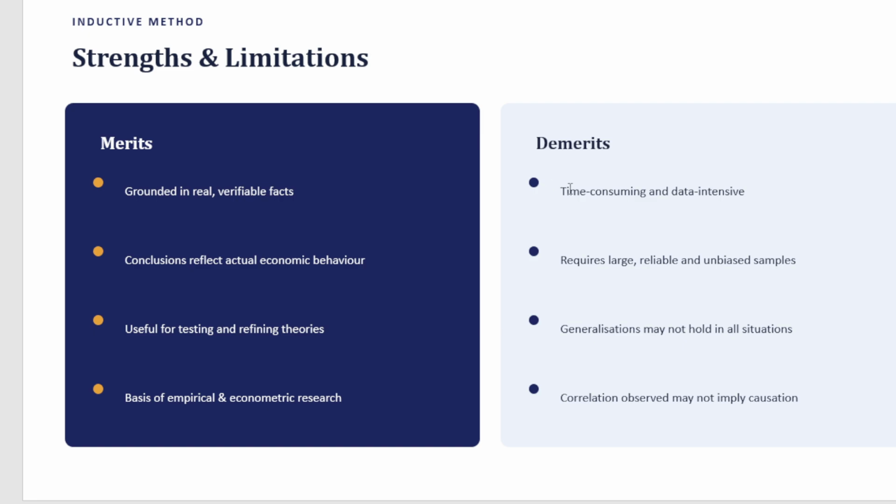Demerits: it is very time consuming, a very expensive method, and a data intensive method. This requires a large, reliable and unbiased sample. Generalization may not hold in all situations, and correlation observed may not imply causation. Many times correlation may be there, but it is not always true that this will imply causation also.